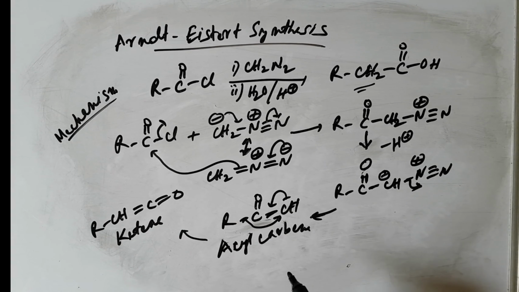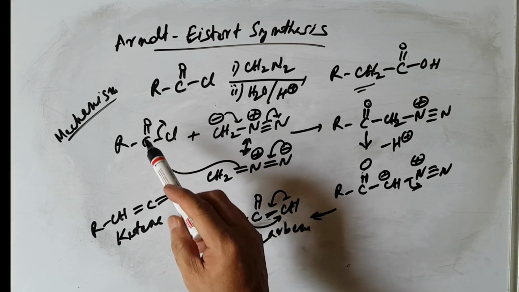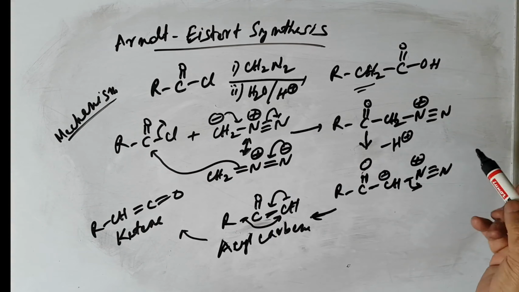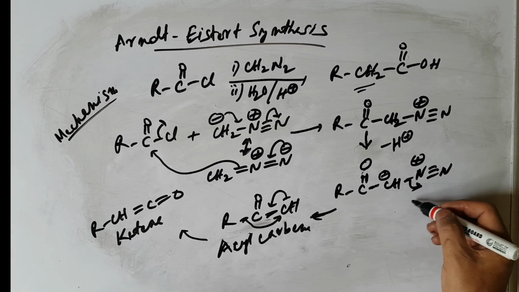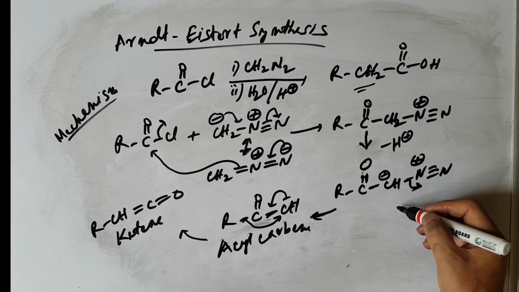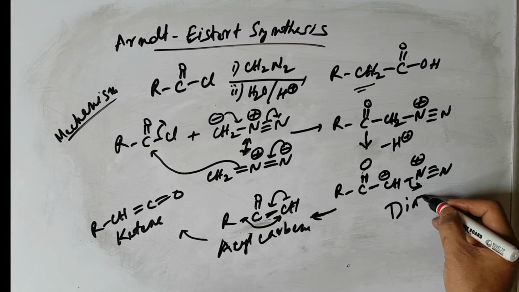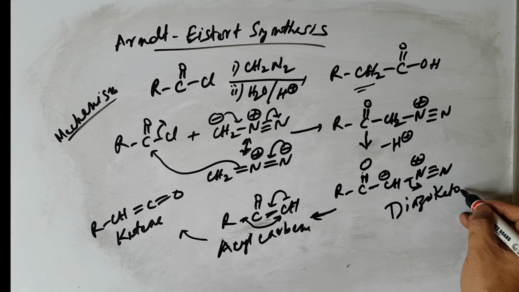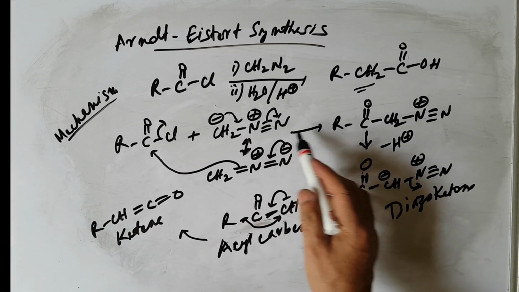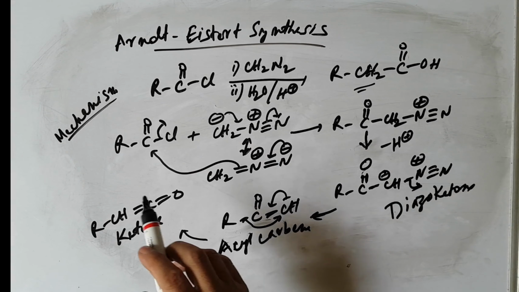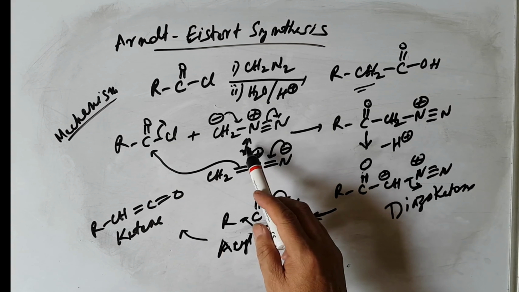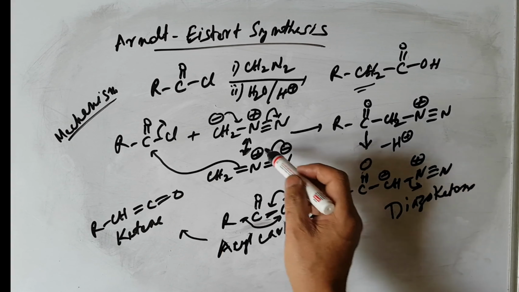So the first step is the reaction of acyl chloride with diazomethane to give an acyl diazoketone. So you can say diazoketone is formed. This is the first step: formation of diazoketone by reacting the acid chloride with diazomethane.